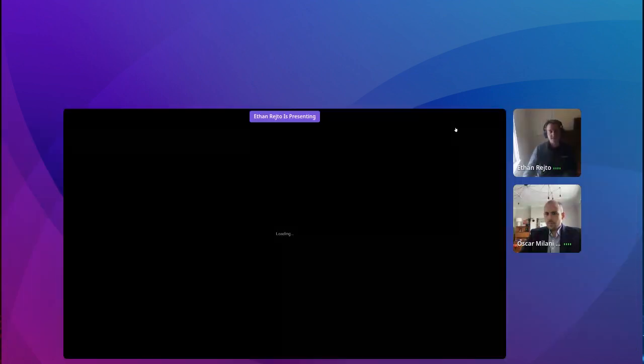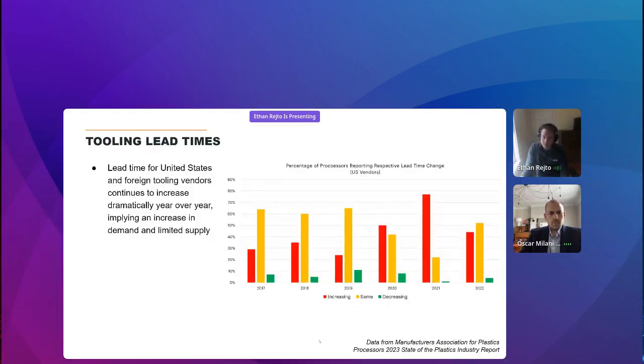They produce a survey every year asking a variety of questions, some of which are about tooling, about lead times, about costs. I have a couple. Sorry, I keep jumping into slides here, but I have slides to speak to this. This is interesting to see. I think it's interesting, at least, that over the past 5 years here, you can see that the red is increasing, yellow is staying the same, green is decreasing. This is for lead time on tooling. You can see that essentially every year lead time is increasing or staying the same almost across the board.